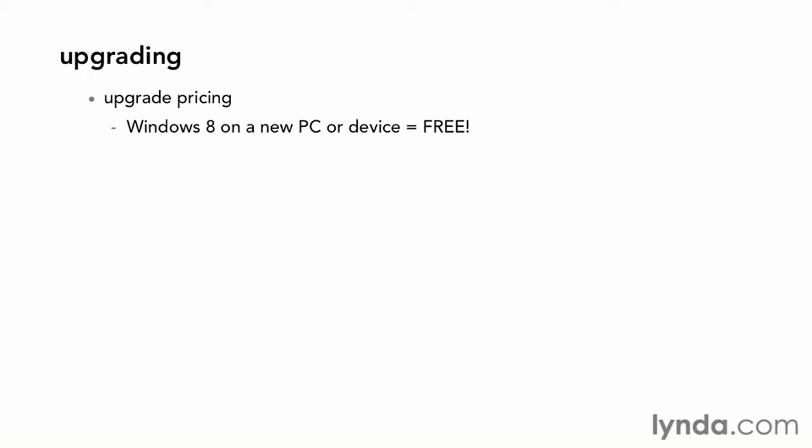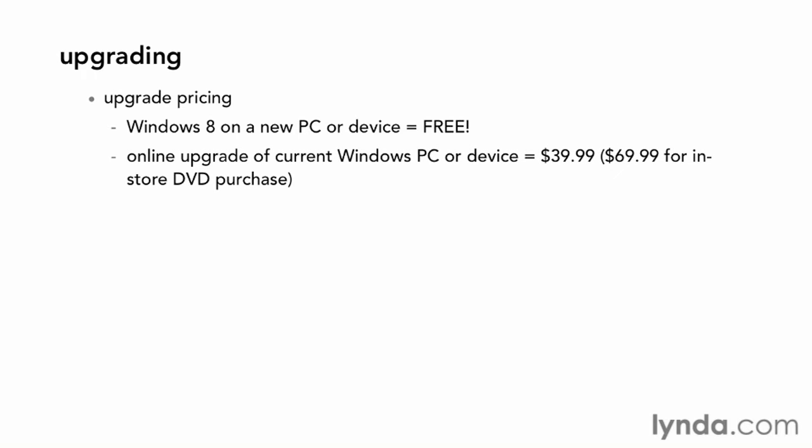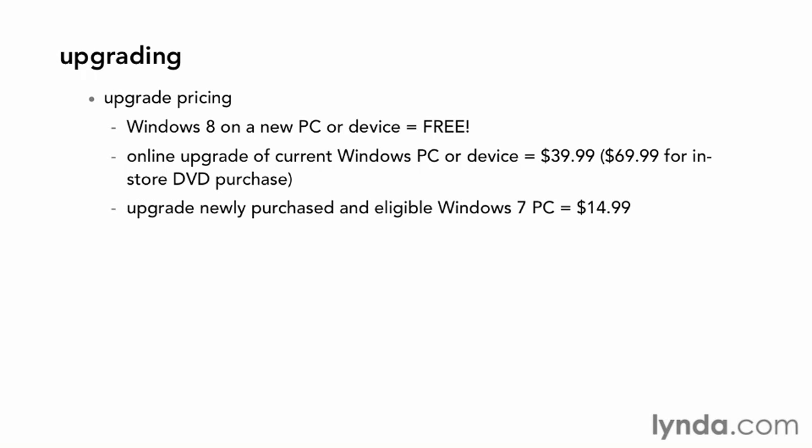If you already have your computer and it's running a previous version of Windows, you can upgrade online to Windows 8 for a mere $39.99. If you want the DVD, though, you can buy the upgrade in-store for $69.99. And it's even better if you buy or bought an eligible Windows 7 PC between June 2nd, 2012 and January 31st, 2013, because you'll be able to upgrade to Windows 8 Pro for only $14.99 in that scenario. You'll just need to register for the upgrade offer before the end of February 2013 to get this pricing.